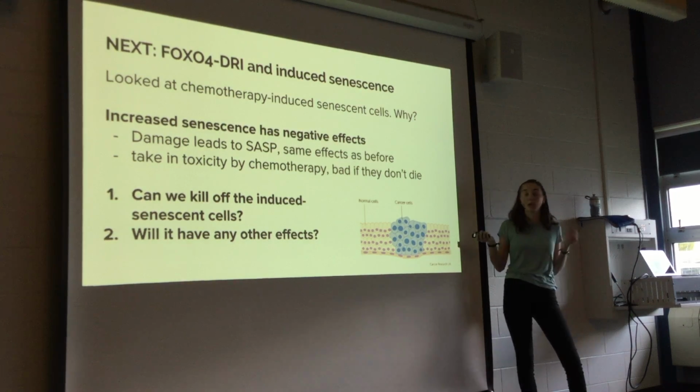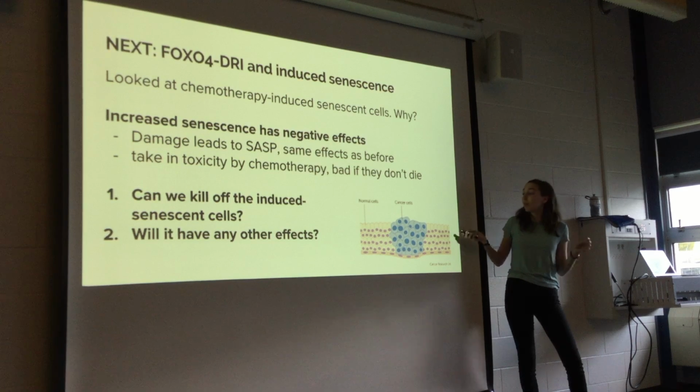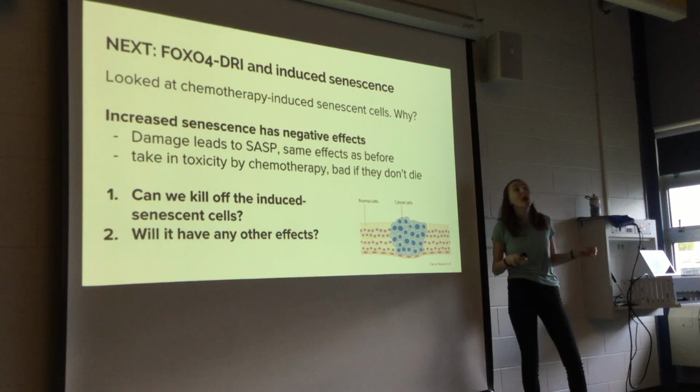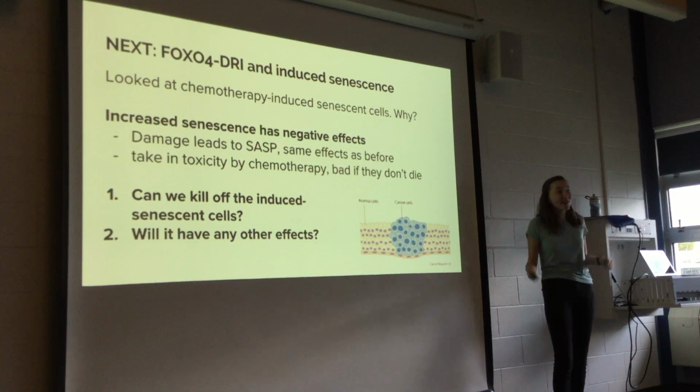As you can imagine, chemotherapy is pretty harmful. This also means that since the chemotherapy is really spread out, the dose has to be higher, which means that more of those normal cells are going to become senescent and going to take in the toxicity, which means that the dose has to be higher again, and then it just becomes this cycle.